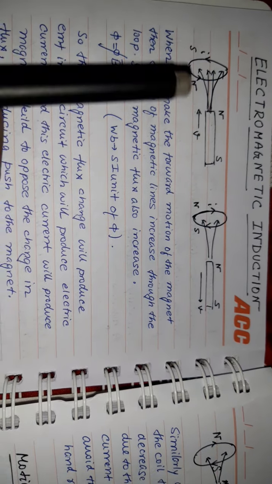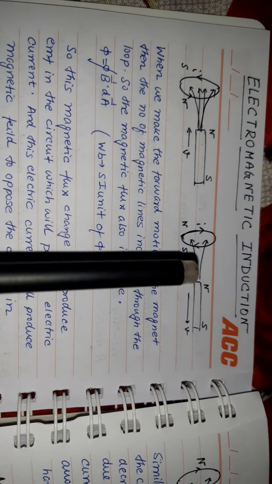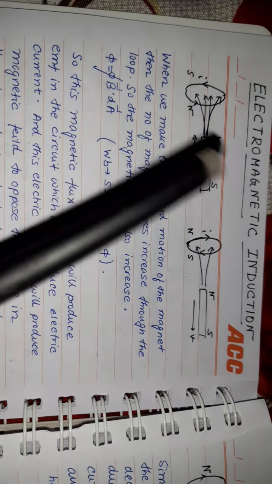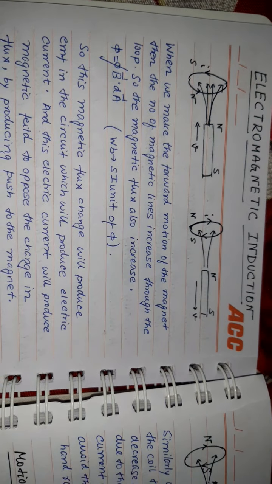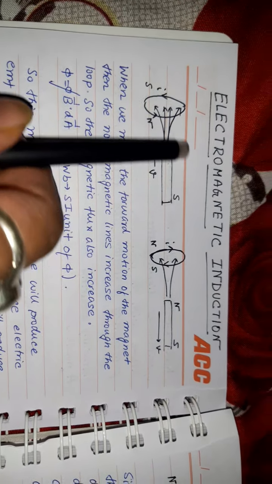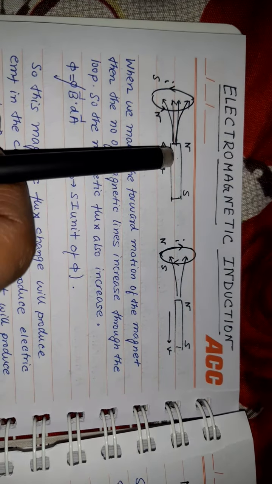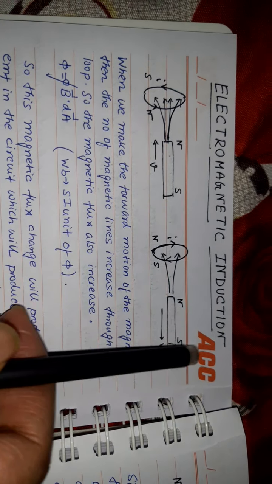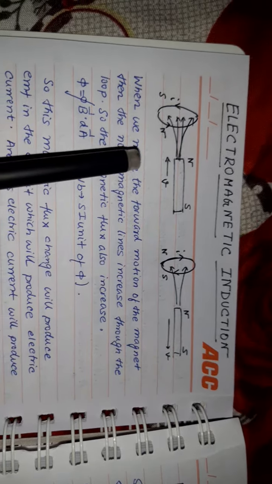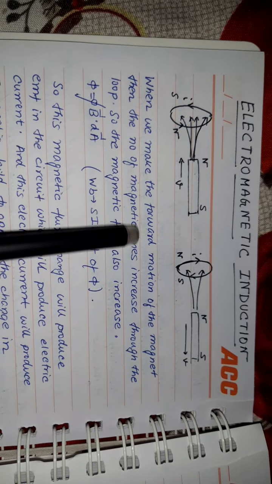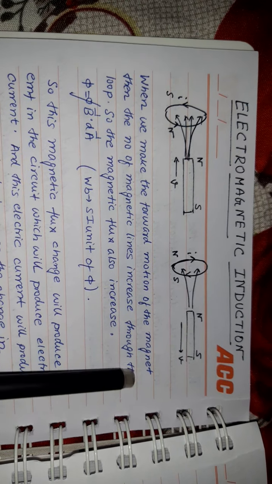In our last video, we checked the Faraday law and the Lenz law. Now we'll describe how they are causing the change, or how the EMF is produced. In the first case, we are taking an example of a magnet going towards a loop, and in the second, when the magnet is going outward from the loop. When we make the forward motion of the magnet, the number of magnetic lines through the loop increases.